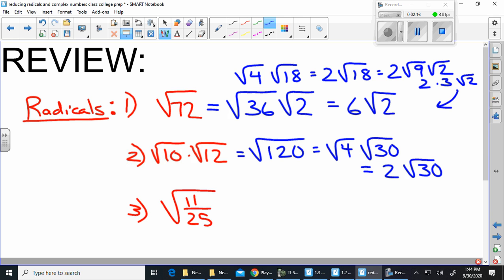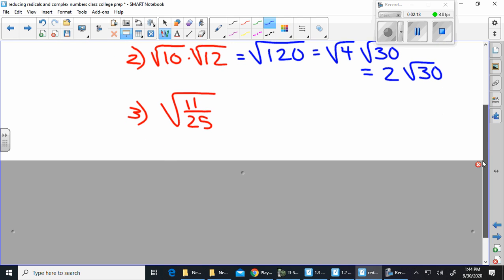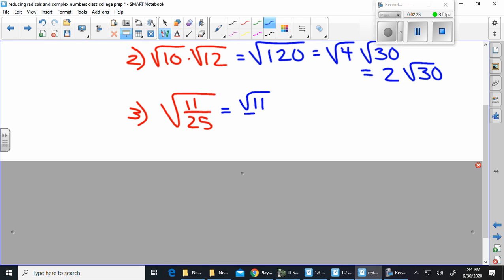Fractions. If I have a fraction to start, just split it up, a radical over a radical. Don't start changing that yet and thinking, oh my gosh, I gotta multiply by, look at them. Are any of them perfect squares? 25 is 5. Square root of 11 is square root of 11. You just can't have a radical at the bottom.